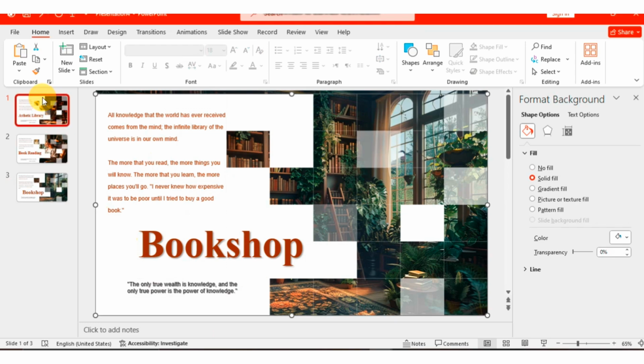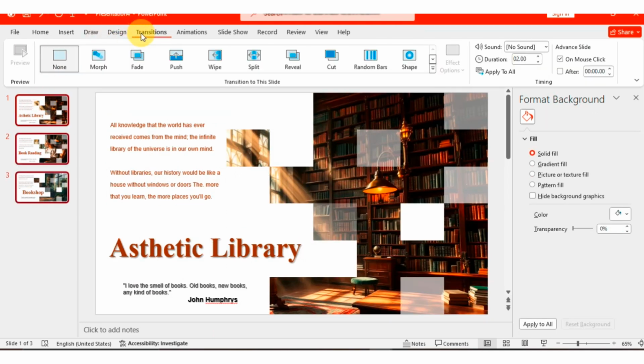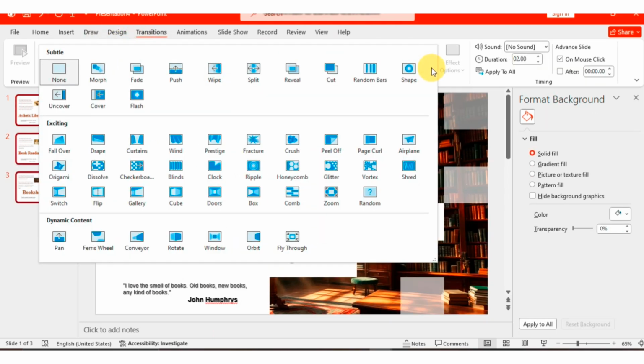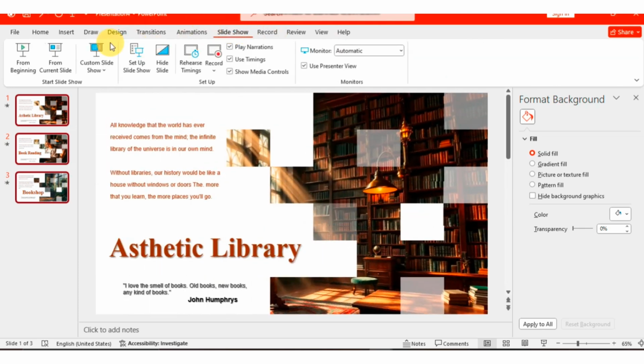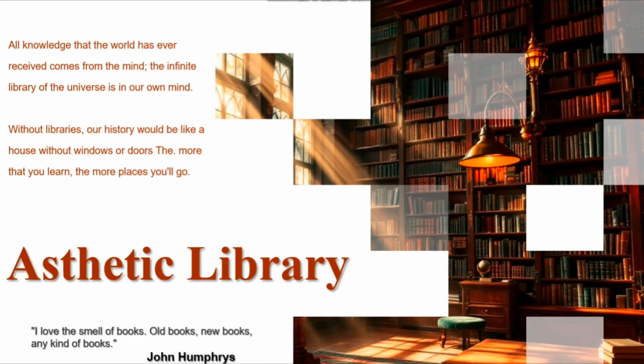Select all slides by pressing Ctrl plus A. Then go to Transitions. Then apply checkerboard transition to all slides. We're almost done. Let's take a final look at our presentation, and make any necessary adjustments. And that's it. We've created an engaging presentation.